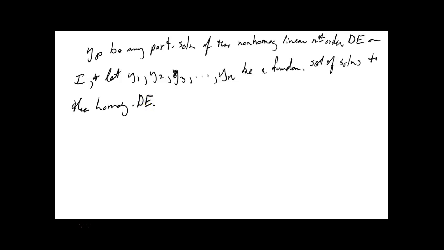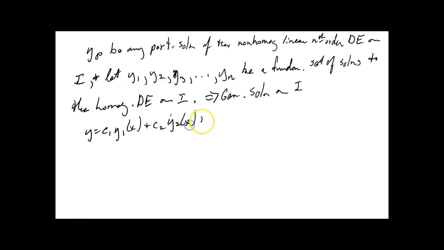That corresponds to the non-homogeneous equation on the interval I; it has to be on the same interval. Then the general solution on that interval is going to be y equals c1 y1 of x plus c2 y2 of x plus c3 y3 of x plus dot, dot, dot, plus cn yn of x, plus yp. Just add it to the end.